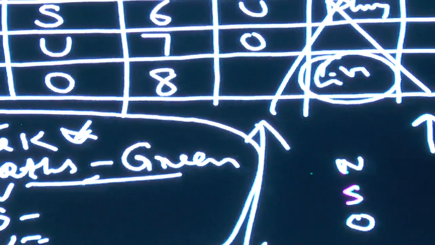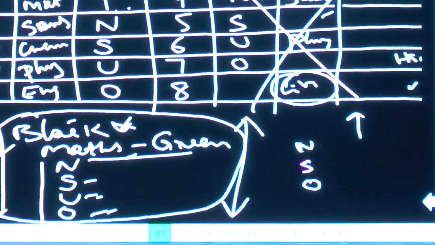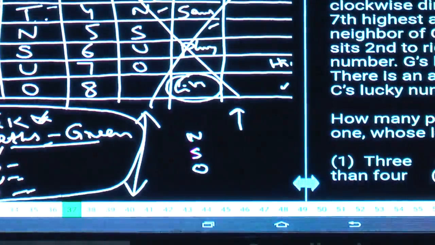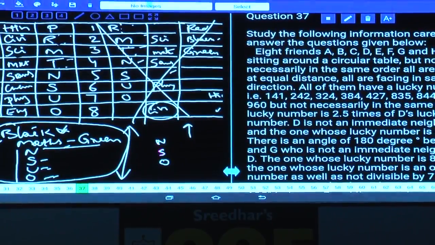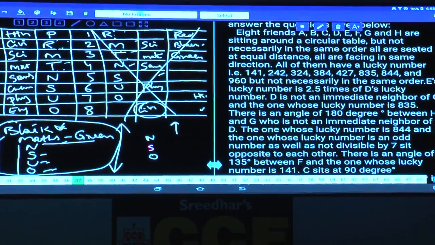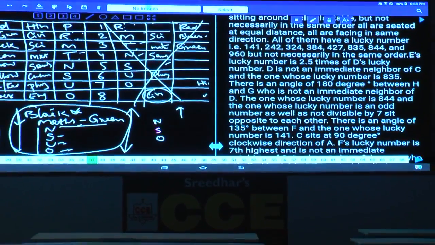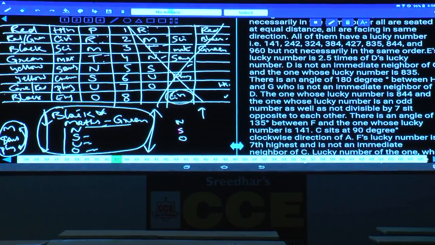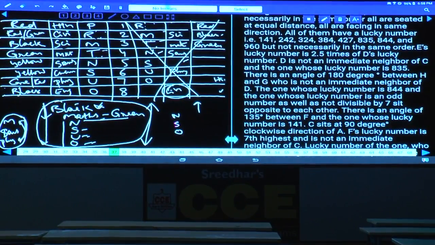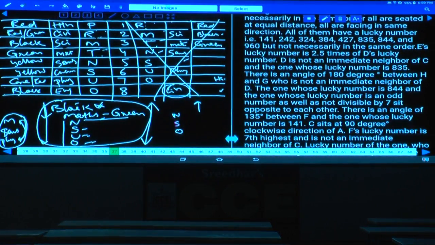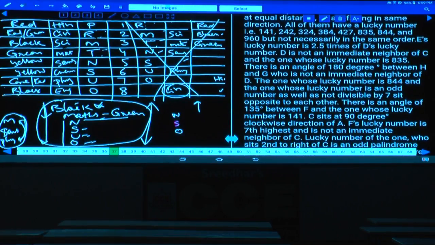Then after this 32 to 36, then 37 to 40. Now in this 37 to 40, what is the information given here? Now 8 friends A, B, C, D, E, F, G and H are seated around a circular table, but not necessarily in the same order, and all of them are seated at equidistant and all are facing the same direction, isn't it? All are facing the same direction. Now let us take they are facing towards the center. Then all of them have a lucky number: 141, 242, 324, 384, 427, 835, 844 and 960, isn't it?